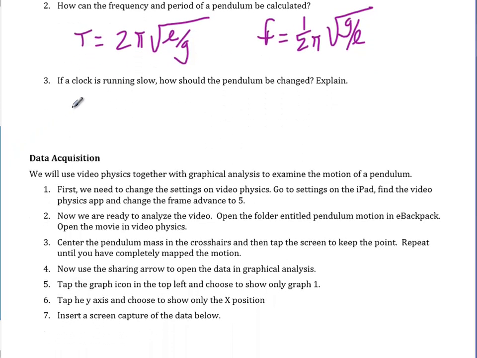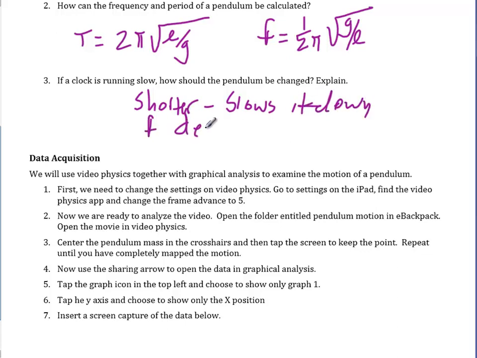If a clock is running slow, how should the pendulum be changed? Well, if it's slow, we want it to go faster. That means the pendulum should be made shorter. Okay, shorter speeds it up, and longer slows it down. Frequency decreases, or if you'd like, period increases.